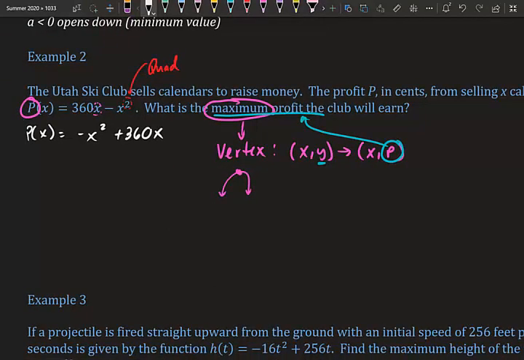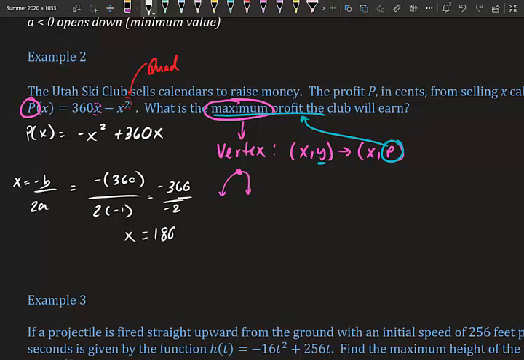So that's what we're trying to find. So first we have to find our x of the vertex. So x equals negative b over 2a. So x equals negative 360 over 2 times negative 1. So we have negative 360 over negative 2. So negative 360 divided by negative 2, we get 180. So now we have to plug that back in to find the profit. So we have profit equals negative 180 squared plus 360 times x, which is 180.